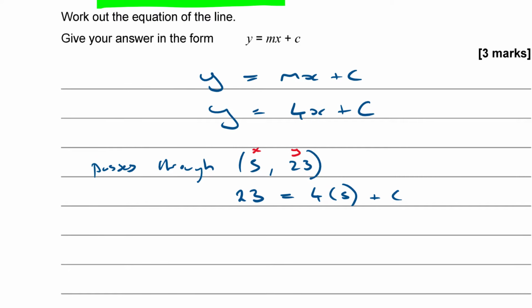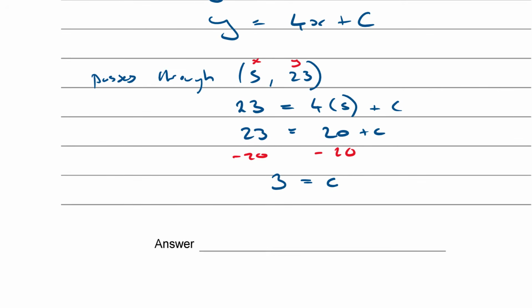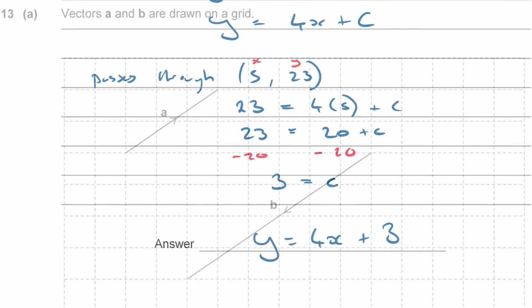Let's just multiply out those brackets. 4 times 5 is 20, isn't it? So I've got 23 is equal to 20 plus c. Let's just subtract 20 from both sides. It's going to leave me with c equals 3. So now I know all the pieces. I've got m, I've got c. I can write down the equation. It is y is equal to 4x plus 3.